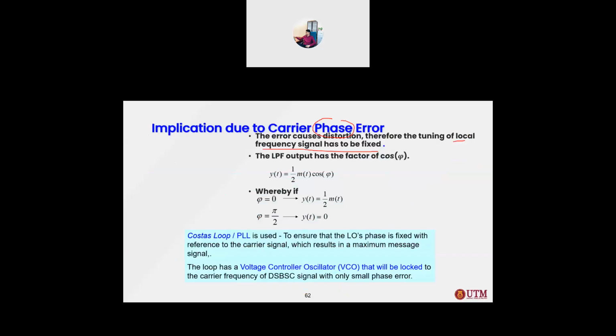Therefore, the tuning of the local frequency has to be fixed. So the low pass filter output has a factor of cos of the phase angle. We have the phase error here. So you have y(t) equals 1 over 2 m(t) cos phi. If your phase error is 0, it means there is no error.